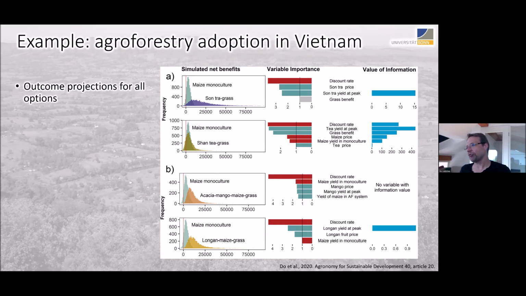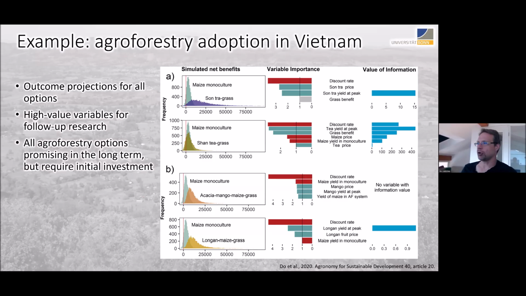And this actually quite often happens, and mainly arises in situations where, with all the uncertainties we have, we're actually already pretty sure that we can make a decision on what is better. So we can make a recommendation even with all this uncertainty still on the table. Basically, we have these high value variables for follow-up research. These are just the value of information.